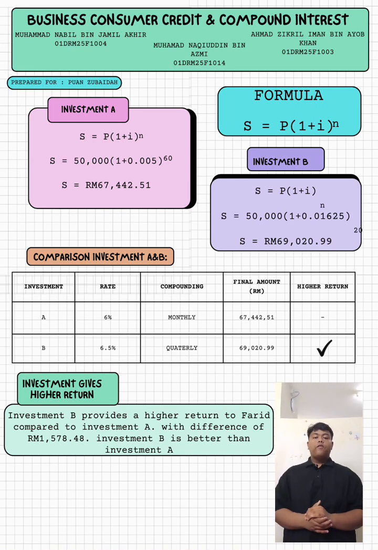Now, for investment B, the annual interest rate is 6.5% compounded quarterly. First, i equals 6.5% divided by 4 quarters, which is 0.01625 per quarter. Next, we find n equals 4 quarters times 5 years, which is 20 quarters. So the calculation is S equals 50,000 times (1 plus 0.01625) to the power of 20. After calculation, the final amount for investment B is about 69,020 ringgit and 99 cents.